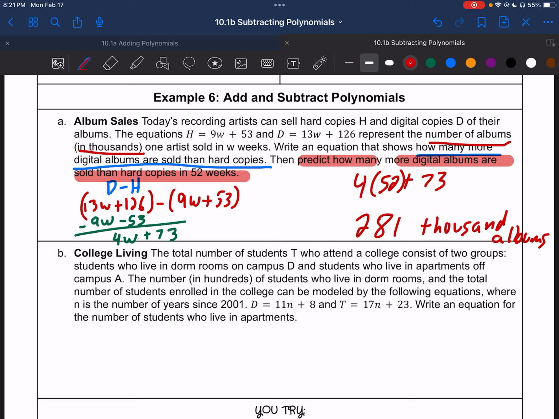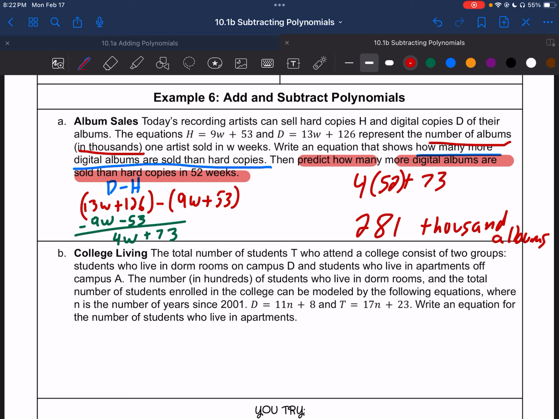Now, the number, in hundreds of students, who live in dorm rooms, and the total number of students enrolled in the college can be represented by the following equations, where N is the number of years since 2001. D is equal to 11N plus 8, and T is equal to 17N plus 23. We want to write an equation for the number of students who live in apartments.